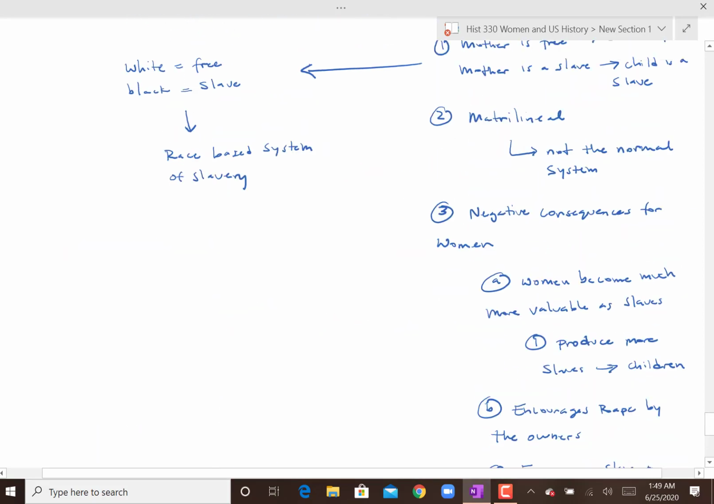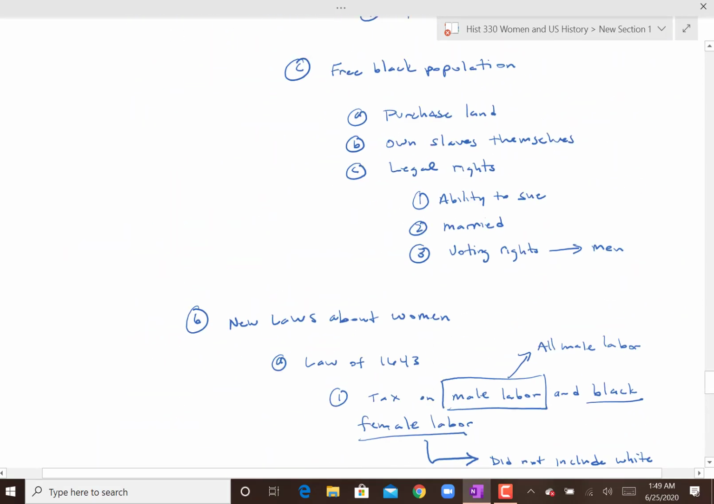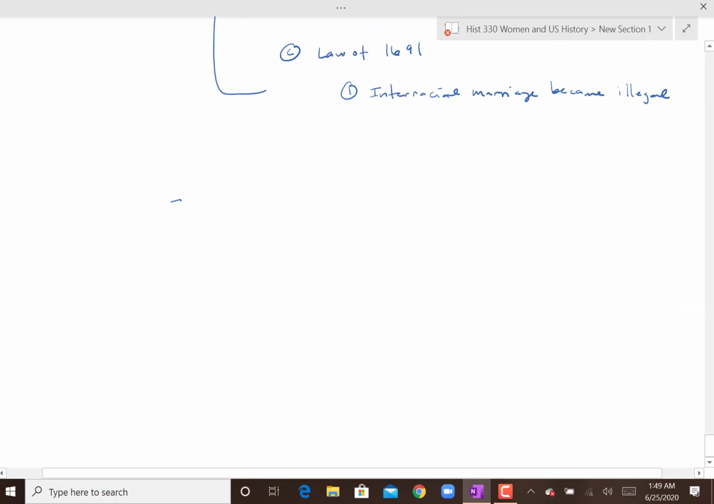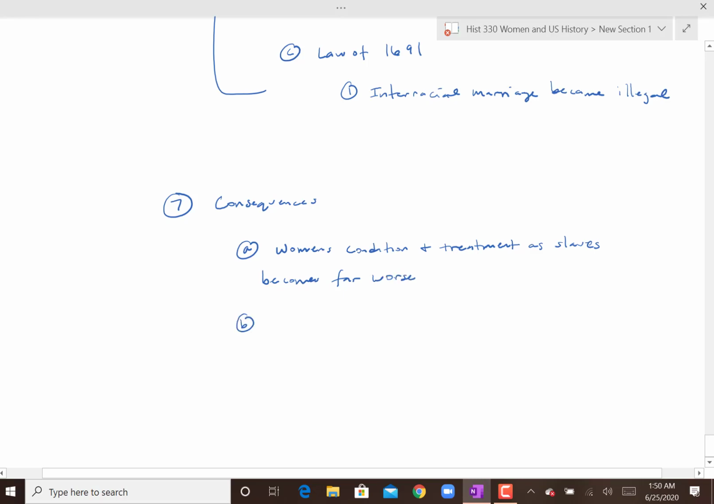So all of this, the significance of these laws and these changes in the system to race-based slavery, besides, of course, the fact that it has a much worse condition. We'll put first that women's condition and treatment as slaves becomes far worse. Right? So that's definitely one of the consequences.